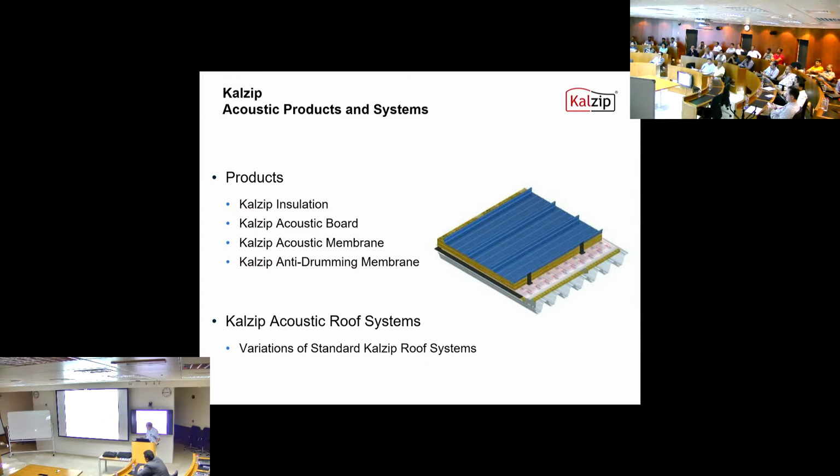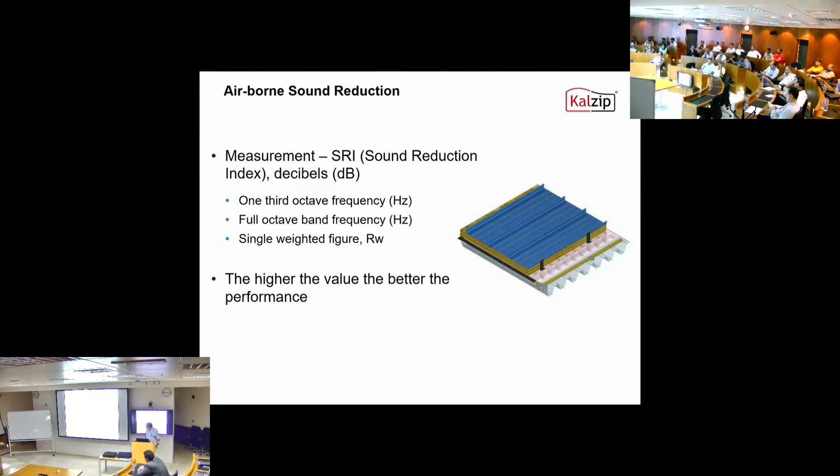We can also perforate the trapezoidal profiles for sound absorption. And the anti-drumming membrane is used in a lot of schools. It's bonded to the underside of the cowslip sheet, so it reduces the impact noise of the rain when it hits a metal sheet. So we can accommodate sound reduction by adding mass to the system. And with sound reduction, the higher the Rw, the higher the figure, the better the sound reduction.